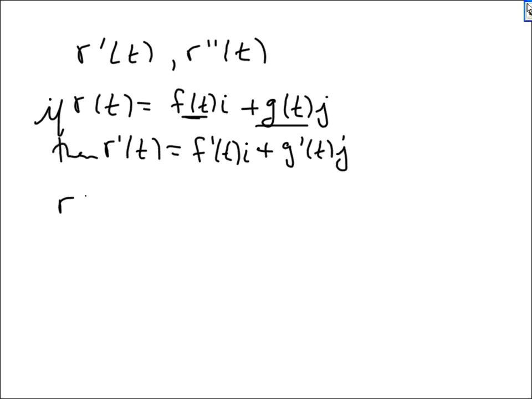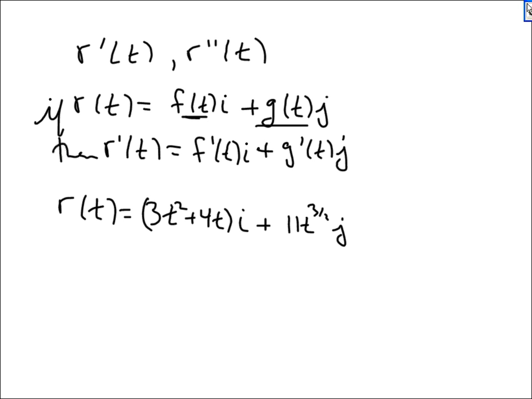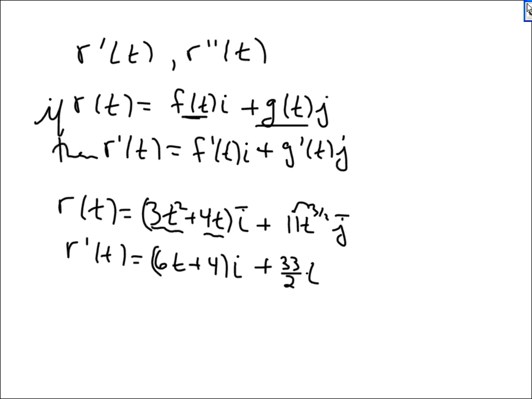So, if they tell you that r of t is 3t squared plus 4t in the i direction plus 11t to the 3/2 in the j direction, then r prime of t is straightforward. The derivative of that is 6t, the derivative of that is 4, so it's 6t plus 4, i plus multiply the 3/2 by 11, get 33 over 2 times t to the 1/2 in the j direction.